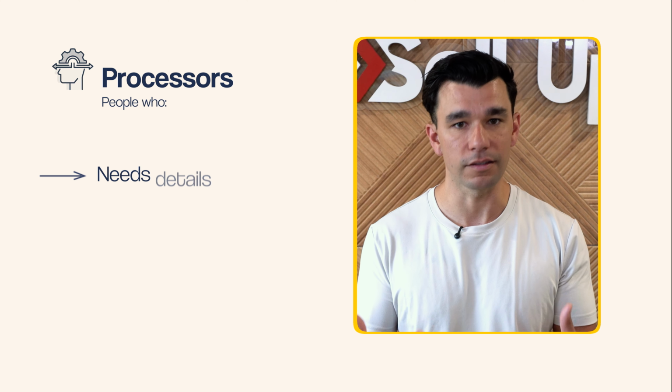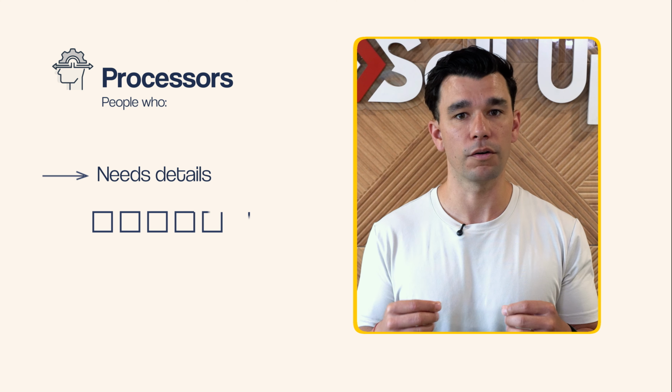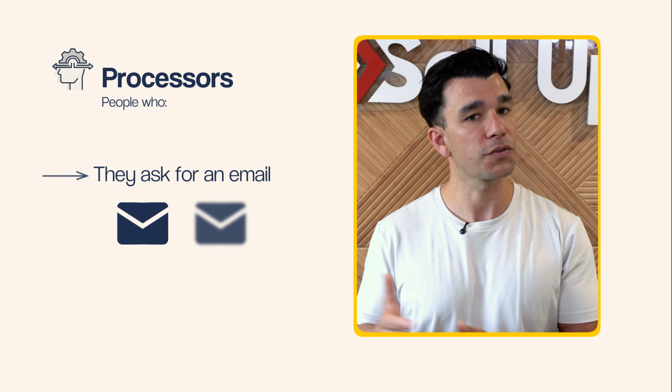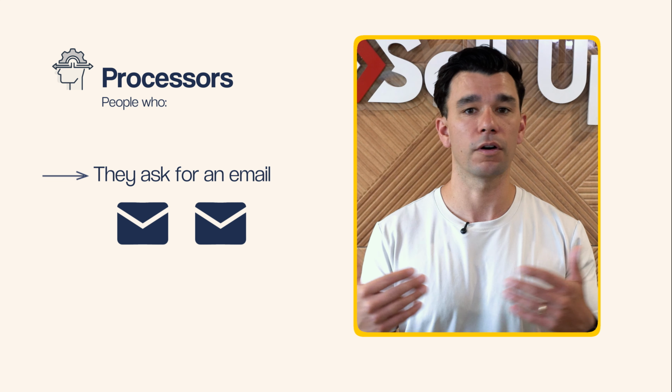And fourth and final is your processor. These are the people who need details. They're the people who want to know the T's are crossed and the I's are dotted. They want to know exactly the game plan, and they're looking for a lot of reassurance around that game plan to know that each step is covered before saying yes. They ask for an email, they ask for a second email, and they ask you for a whole plan before they say yes.